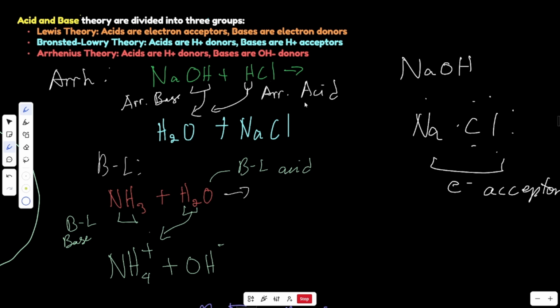Meaning that HCl is still our Lewis acid, and our NaOH is going to be an electron donor. In what form? Well, it gave away its sodium, right? And since it gave away its sodium, it became the Lewis base.